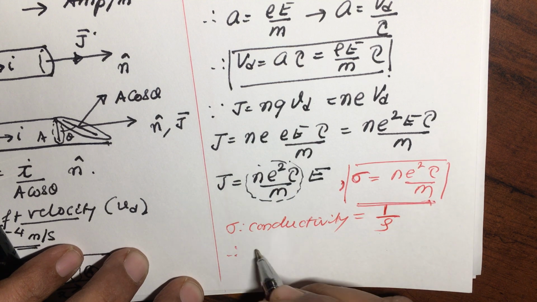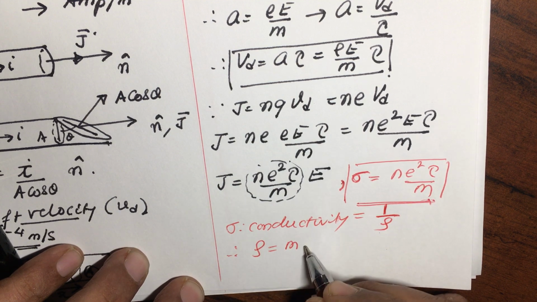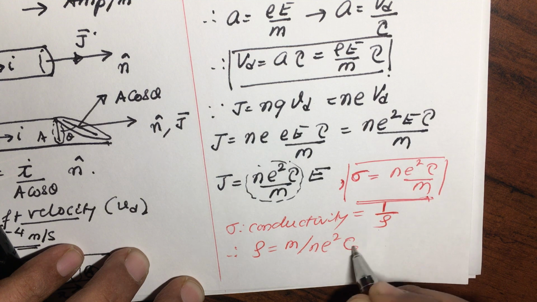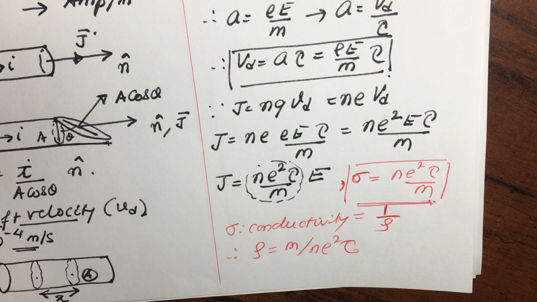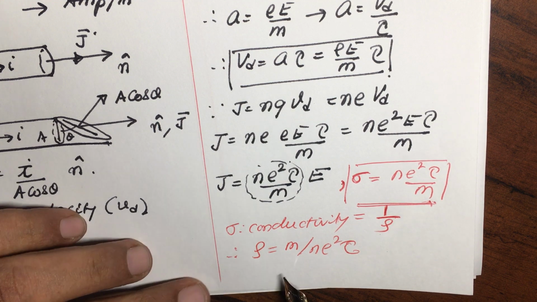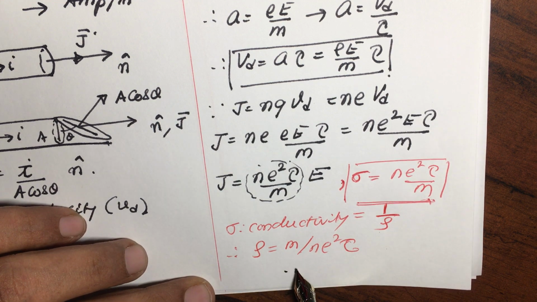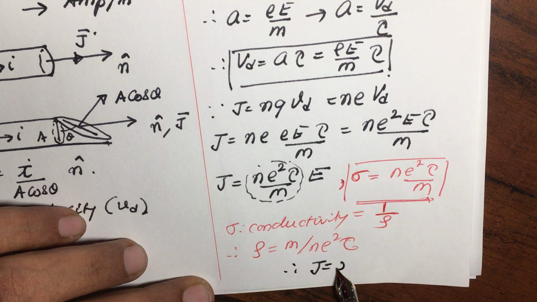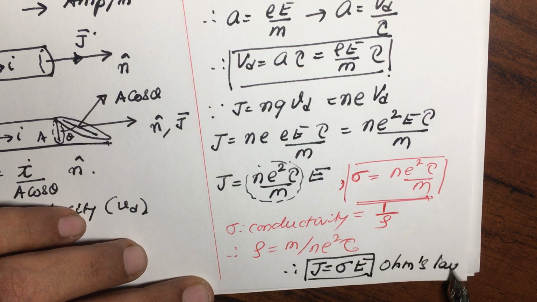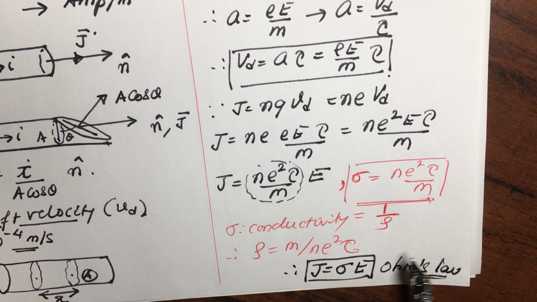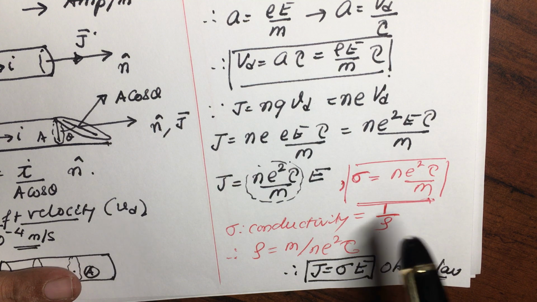So therefore, can you write resistivity would be M upon NE squared tau. So rewriting this, could we now write, therefore J as sigma E. This is your Ohm's law. This is Ohm's law in terms of current density and your electric field. Okay, please remember this.